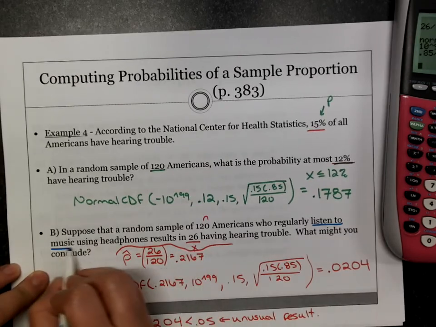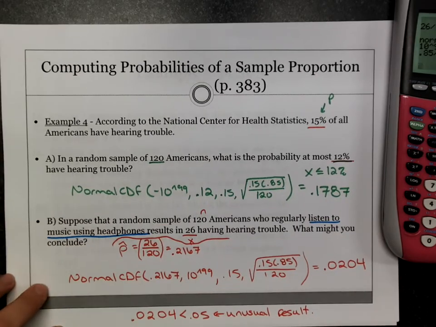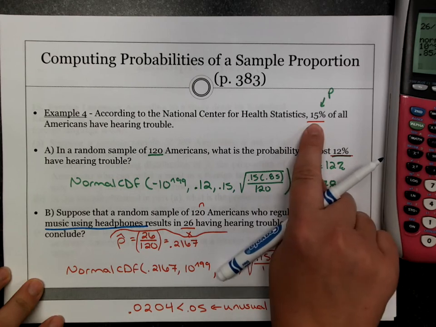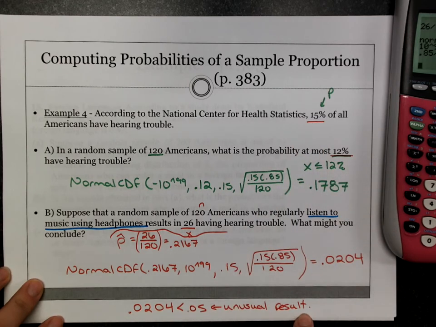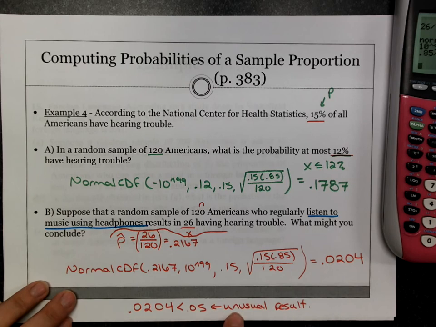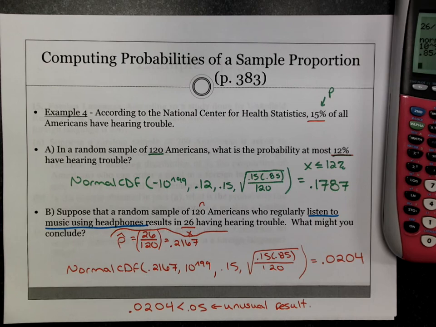If you're trying to argue that listening to music using headphones causes more hearing trouble, well, then you have your evidence to prove your case. If you're trying to prove that this percentage is too low, you could also use this result to prove your case. So the book talks about different conclusions you can come to. All you need to remember is that anytime we get a value that's less than 5%, we have an unusual result and something weird is going on or something extreme is going on.